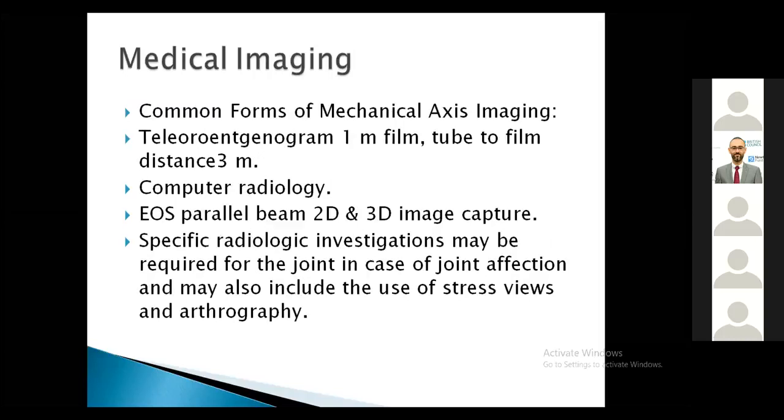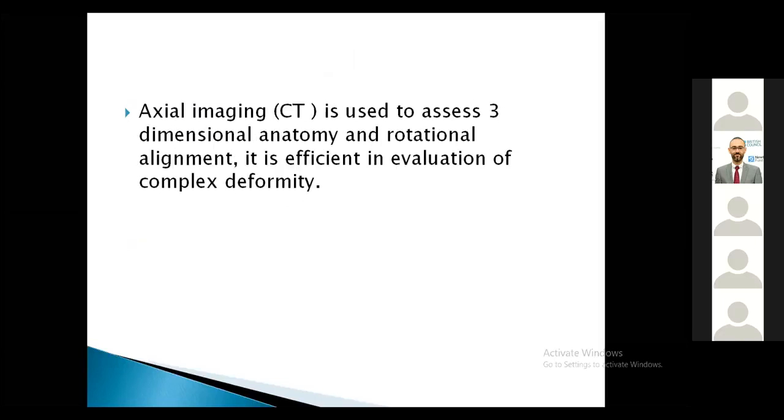Common forms of mechanical axis imaging: Taylor lentogram, 1 millimeter film, tube film distance 3 meters, CT, EOS parallel beam, 2-dimension and 3-dimension image capture. A specific radiographic investigation may be required for the joint in case of joint affection, and may also include the use of stress views and arthrography.